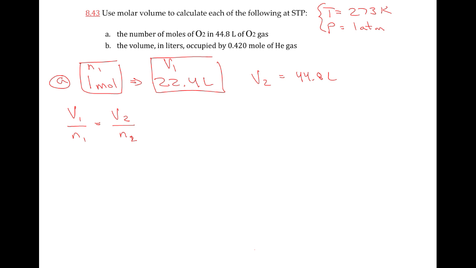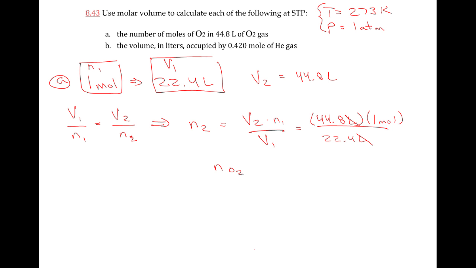So if we just rearrange our formula to solve for the number of moles of oxygen in that 44.8 liters, we'll say that N2 is equal to V2 times N1 over V1, like that. And then I can simply plug the numbers into my equation. So I'll put 44.8 liters times 1 mole, which is an exact number, divided by 22.4 liters. So you can see that liters and liters will cancel out, and I'll get that the number of moles of my oxygen, I'll just put N of O2, is equal to 2.00 moles.